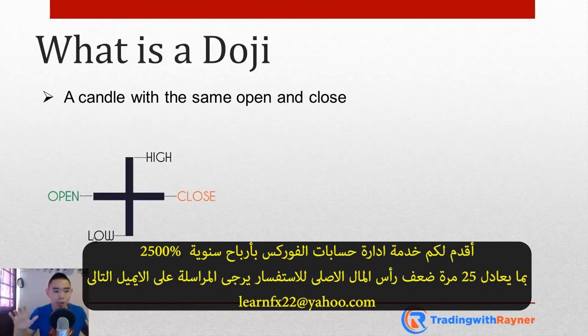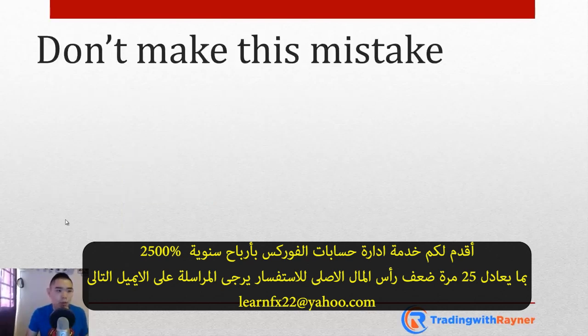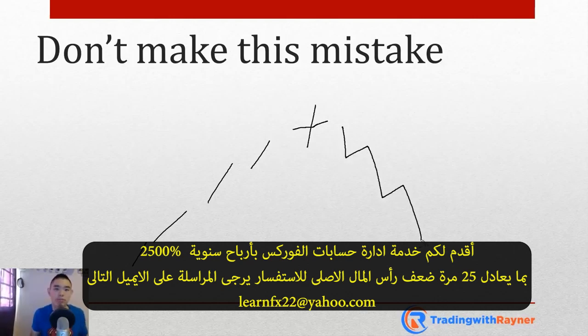So let's move on. One thing to share first is, don't make this mistake when you're trading the doji candlestick pattern. Often what I see traders do is that the market moves up higher, and then there's a doji. Then they assume that right now the buyers and sellers are in equilibrium, the trend has stalled, and there's a good chance that it's going to reverse down lower.